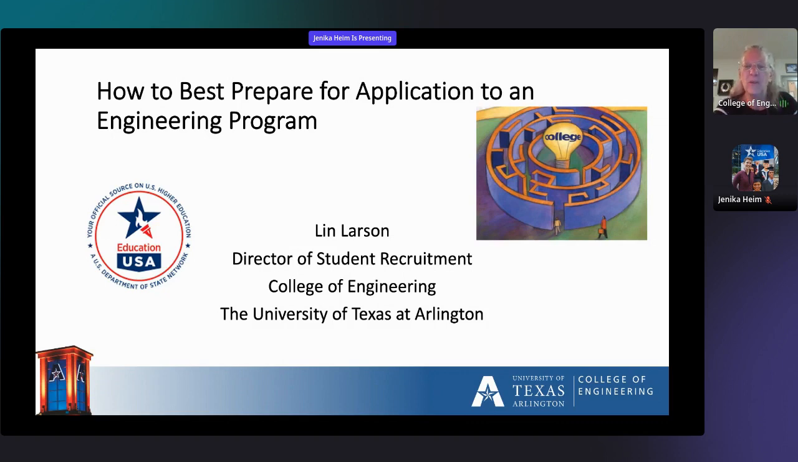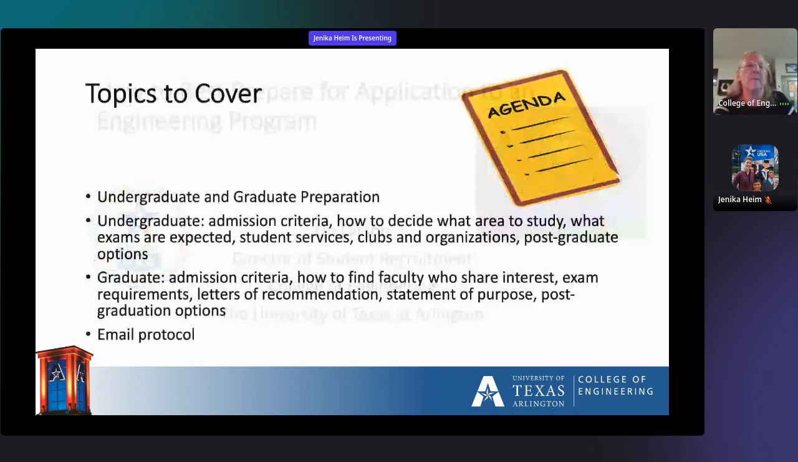If we could just go to the next slide, please. This is what we're going to talk about in the next 20 minutes or so. How to prepare as either an undergraduate or graduate student. We'll go over the undergraduate admission criteria, how to decide what area of engineering to study, because there are so many different areas, and what exams you might need to sit for. We'll talk a little bit about student services, clubs, and postgraduate options.